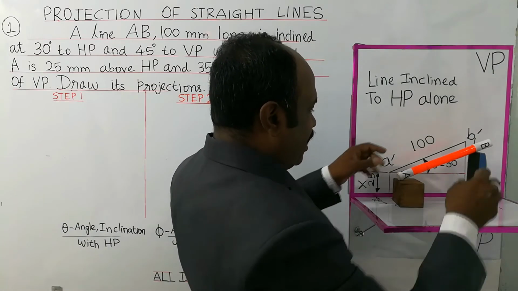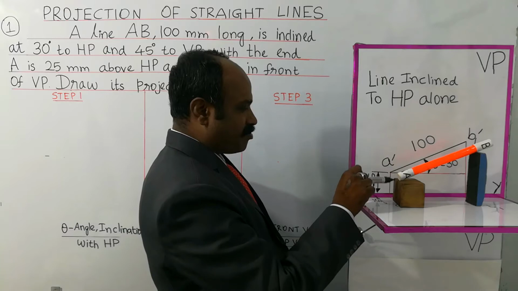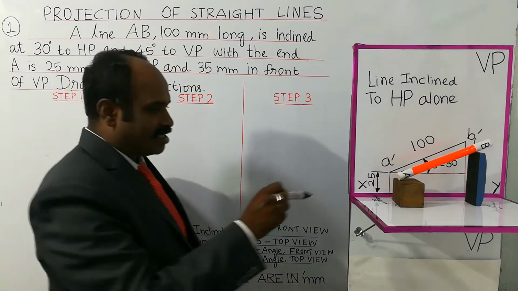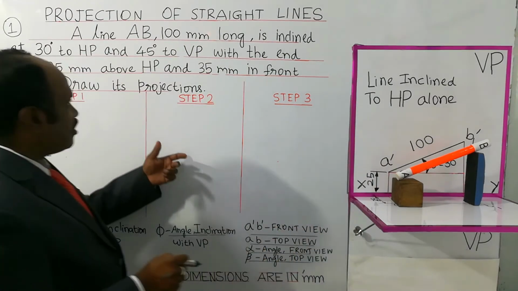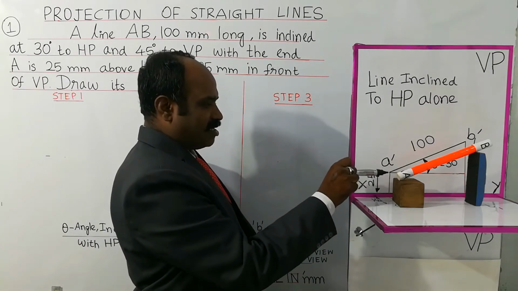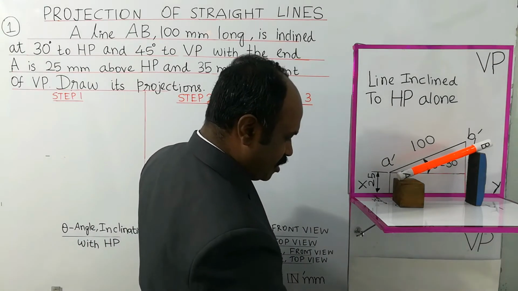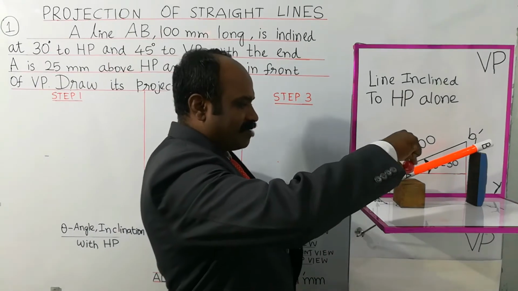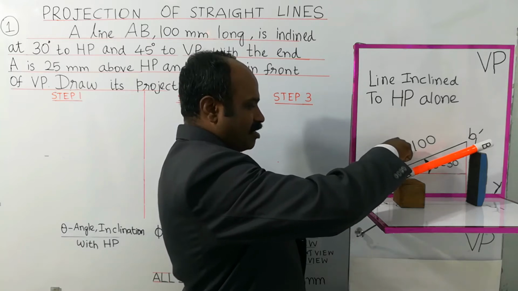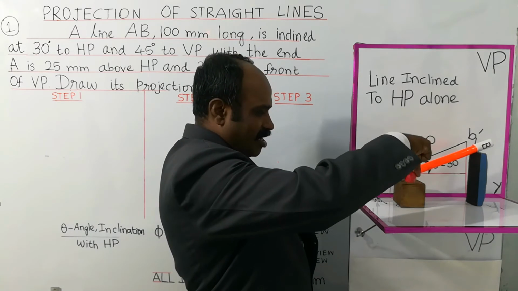This point A is located at a distance of 25 mm above HP. It's given in the question itself. Point A is 25 mm above HP, and 35 mm in front of VP. In front means this horizontal distance, called in front of VP. The point is represented in red color. Consider this is point A, and it is projected on the vertical plane as A dash, and similarly the point A is also projected on the horizontal plane as point A.